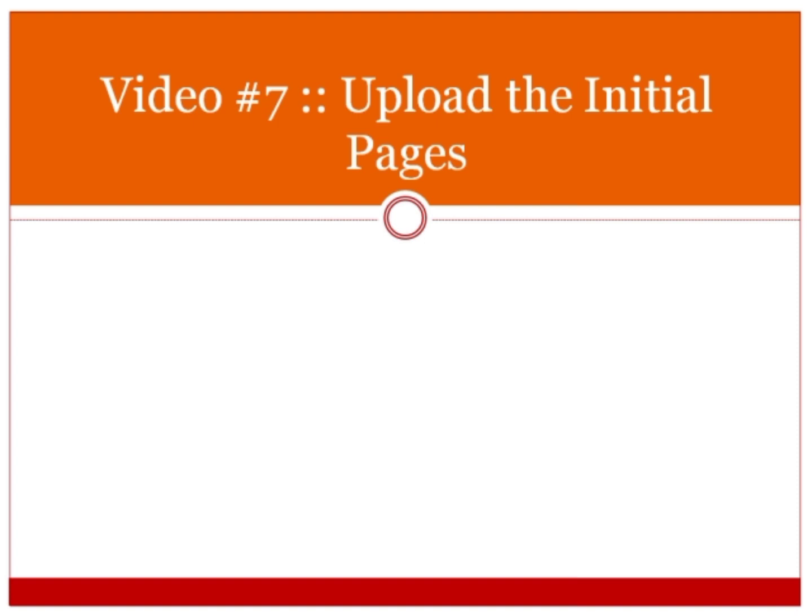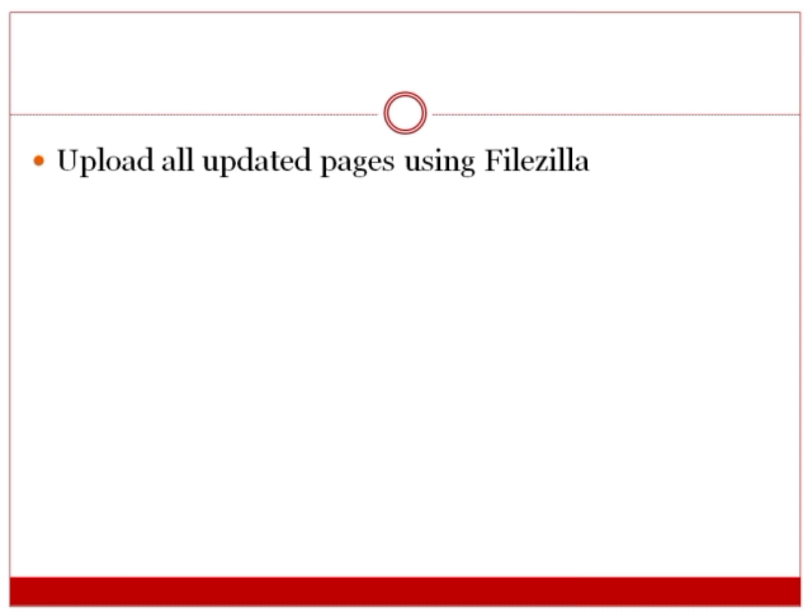Hello and welcome to video number 7. In this specific video, you're going to learn how to take all of the initial pages that you have created and upload them to your website. So what we're going to do is we're going to download FileZilla, which is a free FTP program that allows you to upload files to your website, and we're going to upload those pages and then we're going to test them out to make sure that it works. So with that said, let's go ahead and do it.